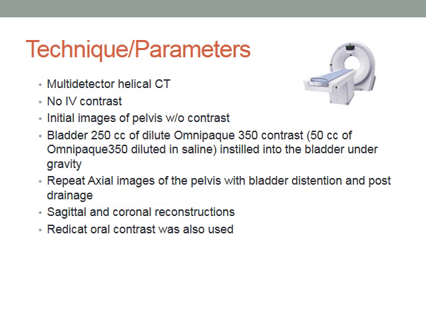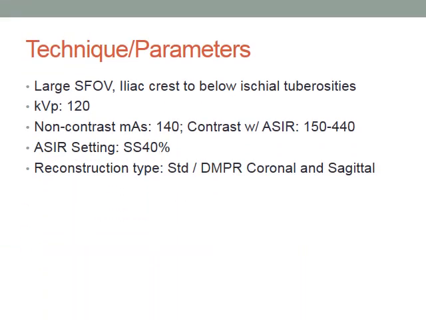Sagittal and coronal reconstructions were used, and oral contrast was also used for this exam. Large scan field of view from iliac crest to below ischial tuberosities. High technique was used. KVP is 120. For our non-contrast images, the mAs of 140 was used, and 150, 200 to 440 mAs was used for our contrast with ASIR images.